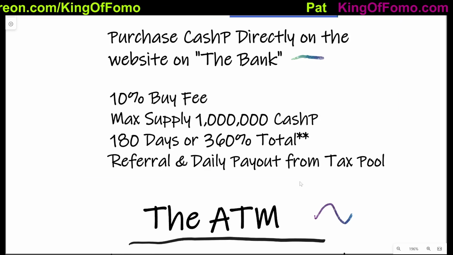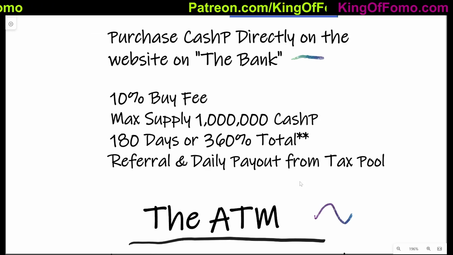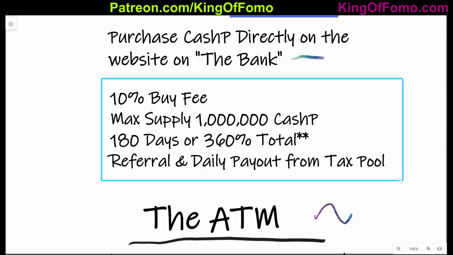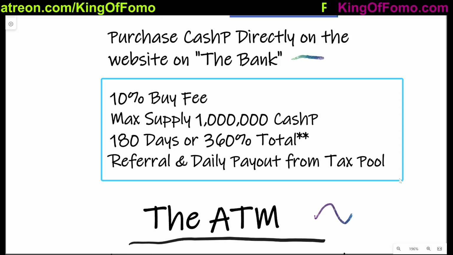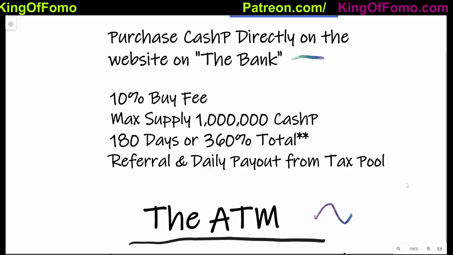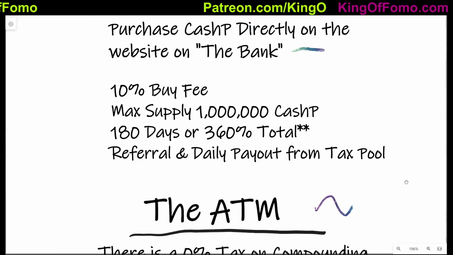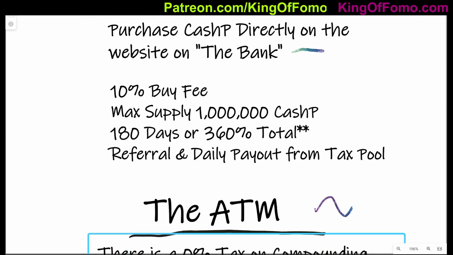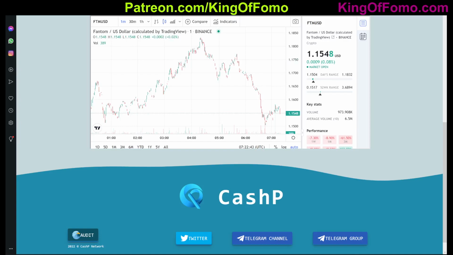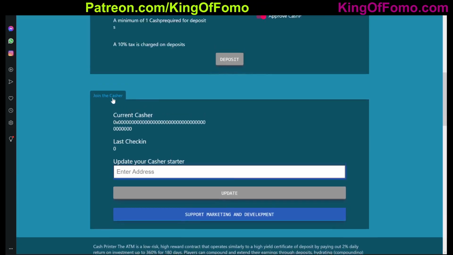What you're getting paid out with is not coming from tokens printed out of nowhere. What you're getting paid out, from your referral commissions as well as your daily payout, your 2% daily, is coming from that tax pool. So like I said earlier, there's a 10% tax on sales, 10% tax on buys, etc. And all of that's being recycled into the system for people who are already staking in the system. So let's go ahead and go to the ATM tab next, and I'll explain how the ATM tab works.